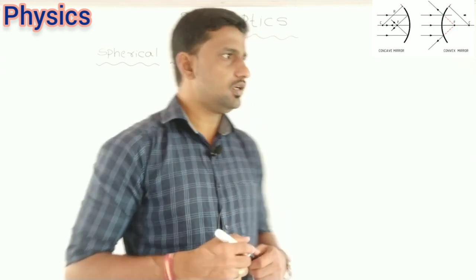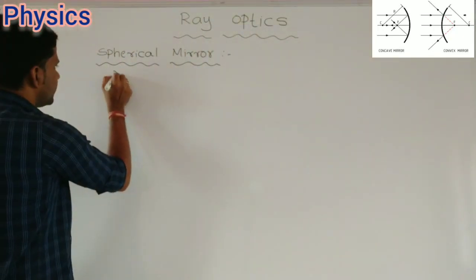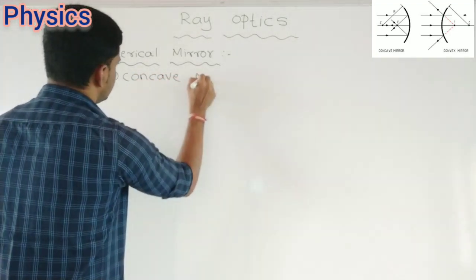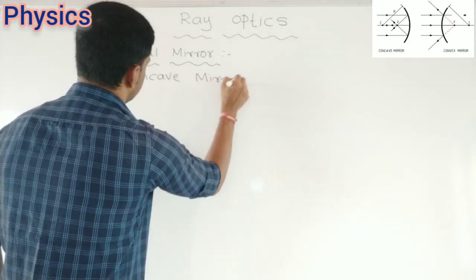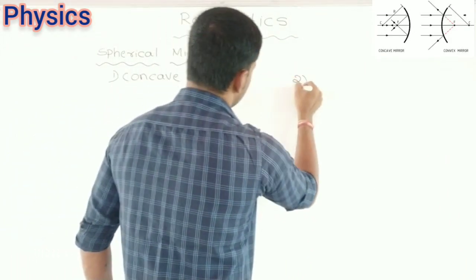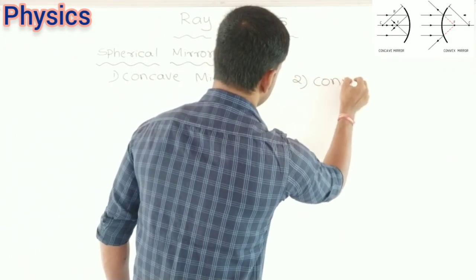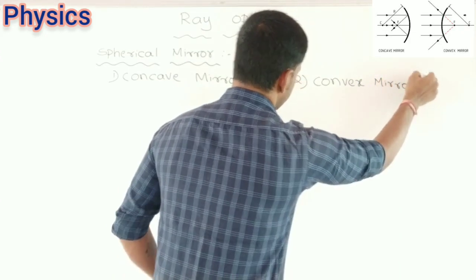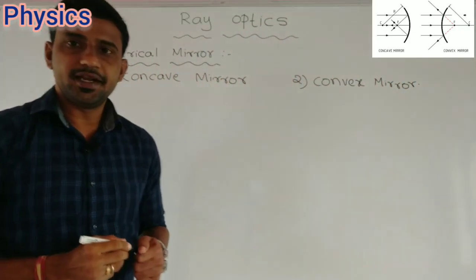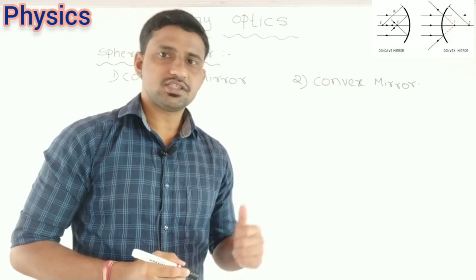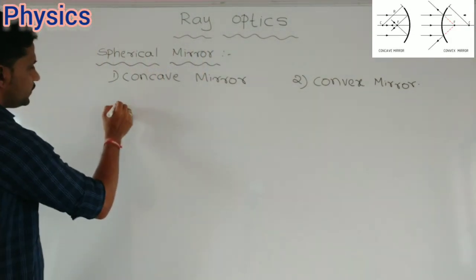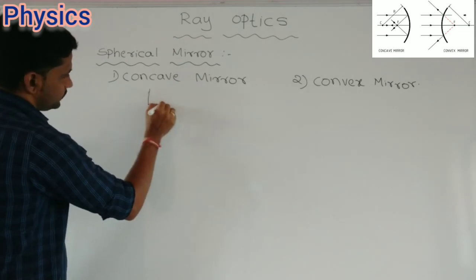And we know that there are two types of spherical mirrors. The first one is the concave mirror, and the second one is the convex mirror. These are the two types of spherical mirror. Now let us first discuss the concave mirror. Then what do we mean by concave mirror?